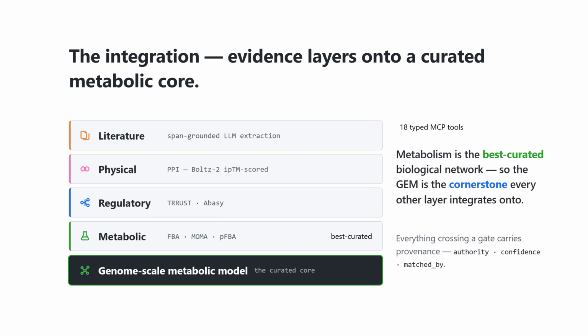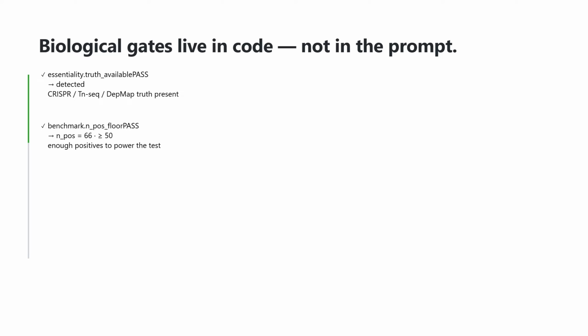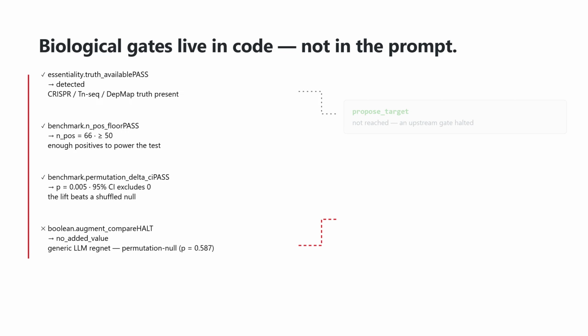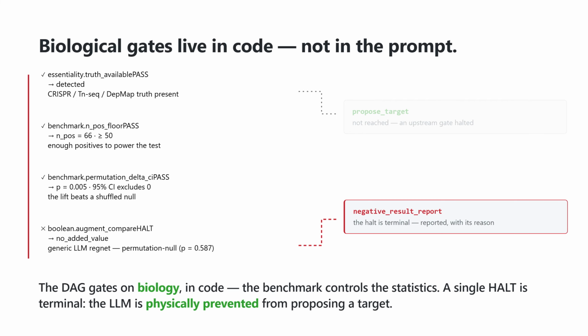The gates live in code, not in the prompt. Is there real essentiality truth to test against? Do the benchmark controls hold? Enough positives, and a lift that beats a shuffled null? And critically, does this evidence actually add value? Here, a generic literature network doesn't. Permutation null, p equals 0.587. So augment compare halts. The DAG gates on biology. The benchmark controls the statistics. A single halt is terminal. The model is physically prevented from proposing a target.